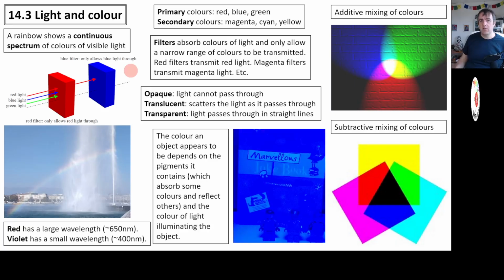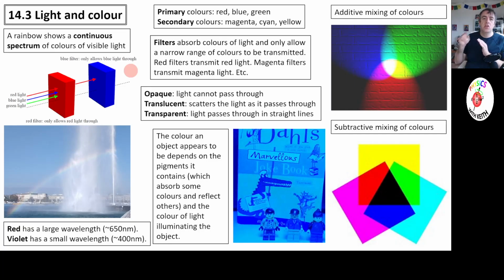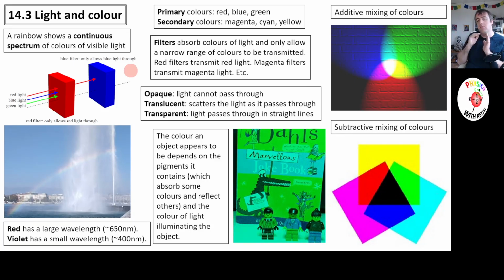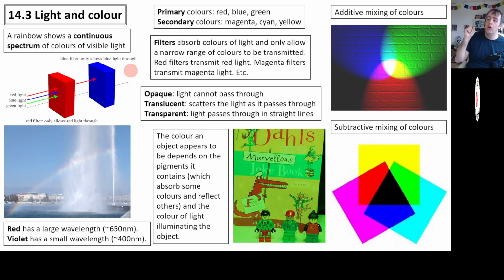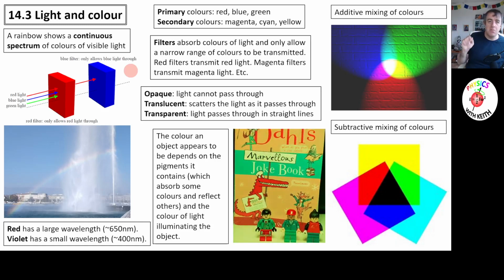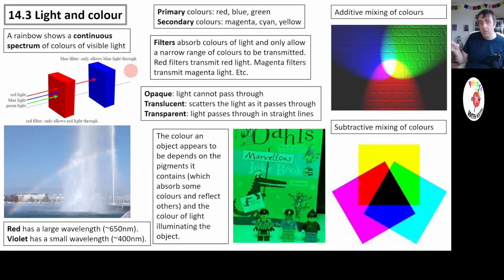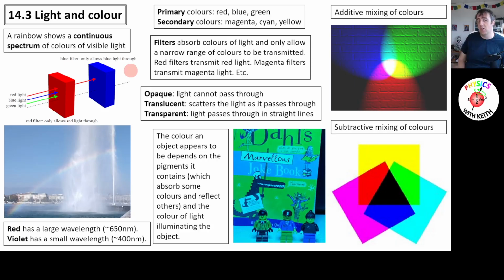So the large receptors are most sensitive to red. They do have a range of sensitivities, but most sensitive to red. The green receptors, the medium ones, are most sensitive to green. And the medium and large are very, very close together in terms of size.